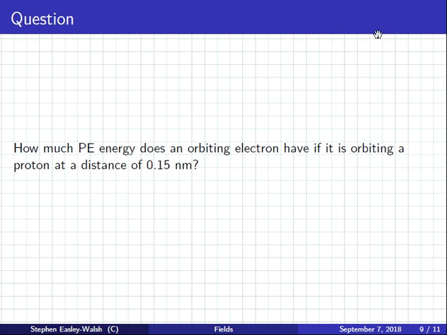Right, so the next one I'll let you calculate as well. Using the formula for potential energy, how much potential energy does an electron have if it's orbiting a proton at this distance?